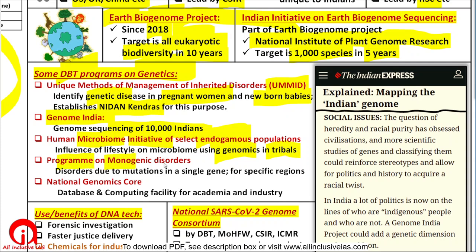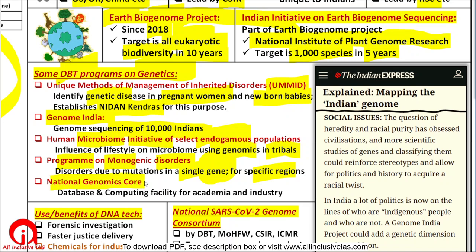Program on monogenic disorders. Many times you would have seen in the news that people of a particular area have a particular type of disease. Why is that? Because they have a particular gene. A particular gene is causing a particular disease in people of a particular region. So through this program, we will identify those single genes which are causing the problem.